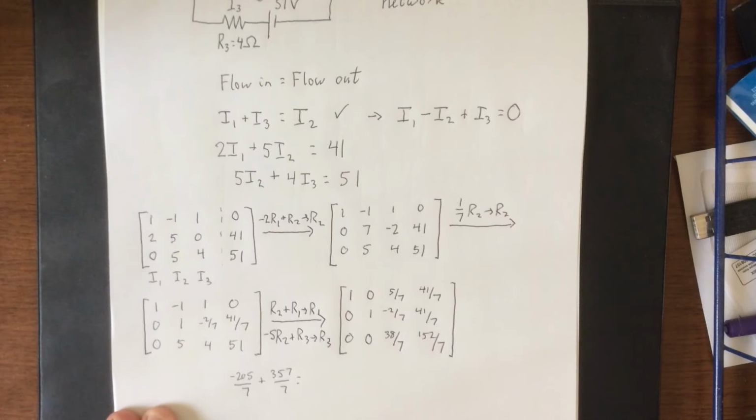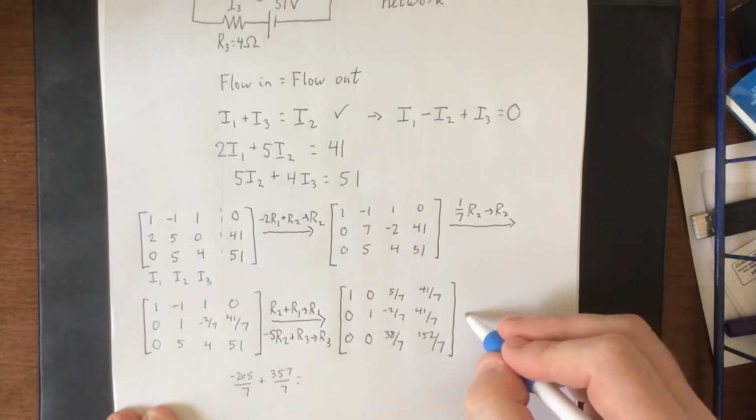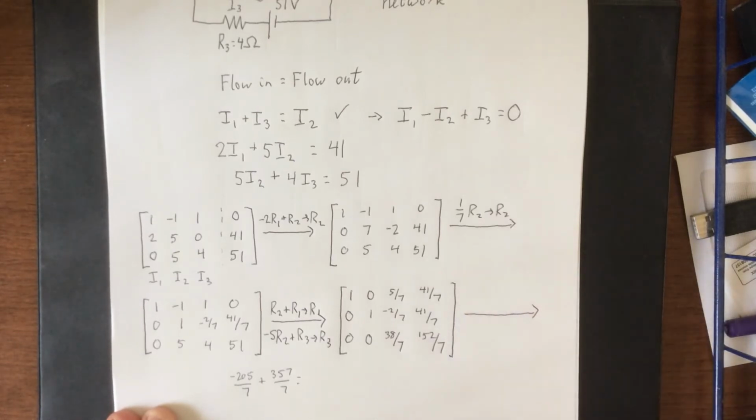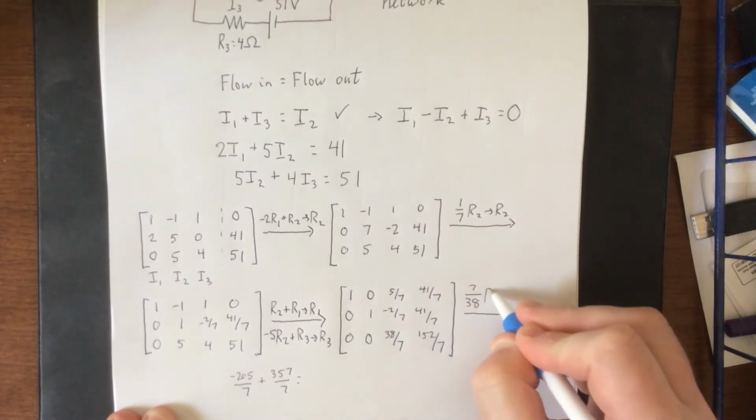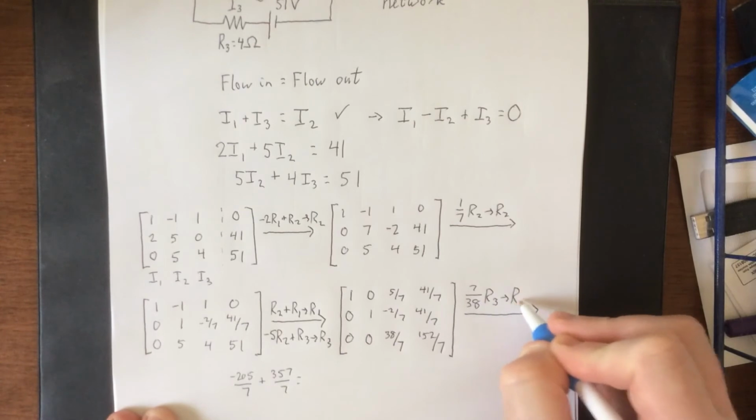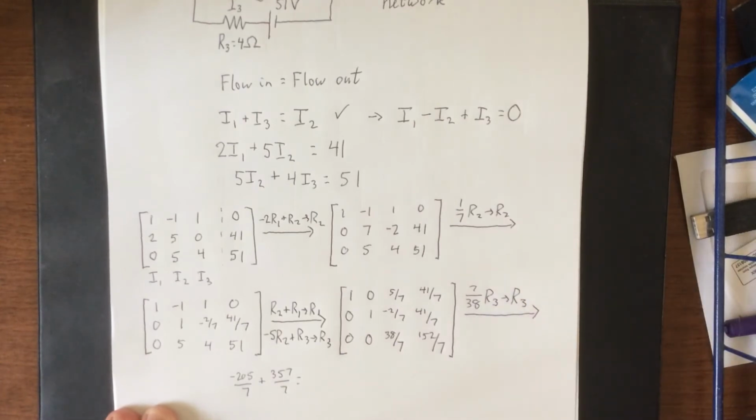Now, that did turn out kind of gross, but the good news is the next operation that we do should fix everything. So we're going to take 7/38 of the third row, and we're going to make that the new third row. Now, the reason that this is really good news is because 38 goes into 152 exactly 4 times.